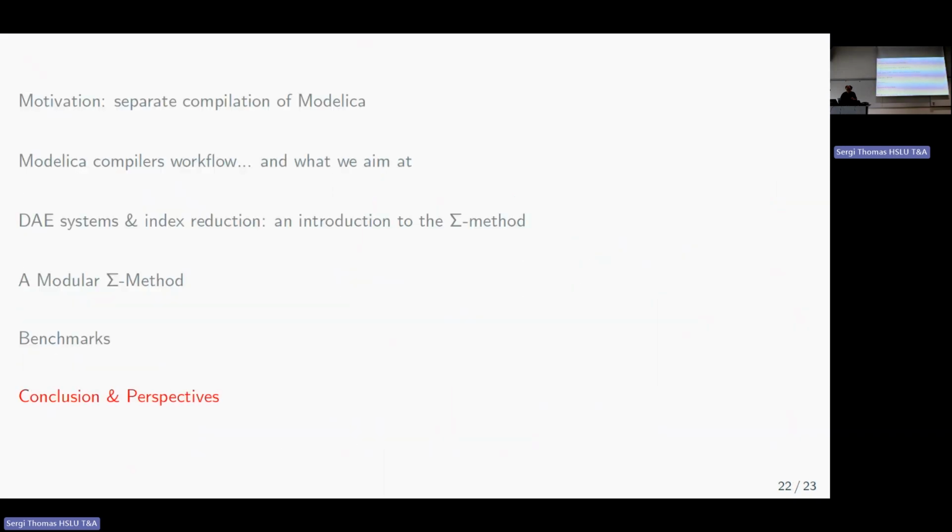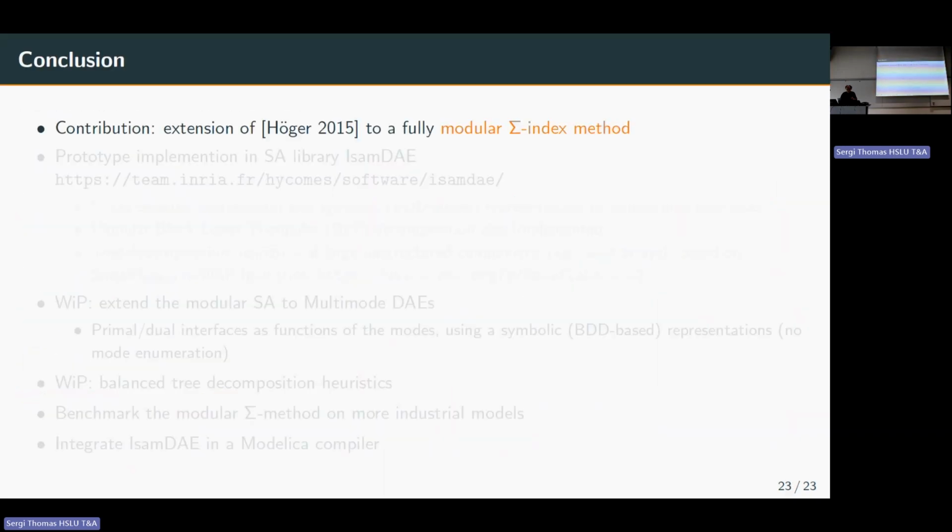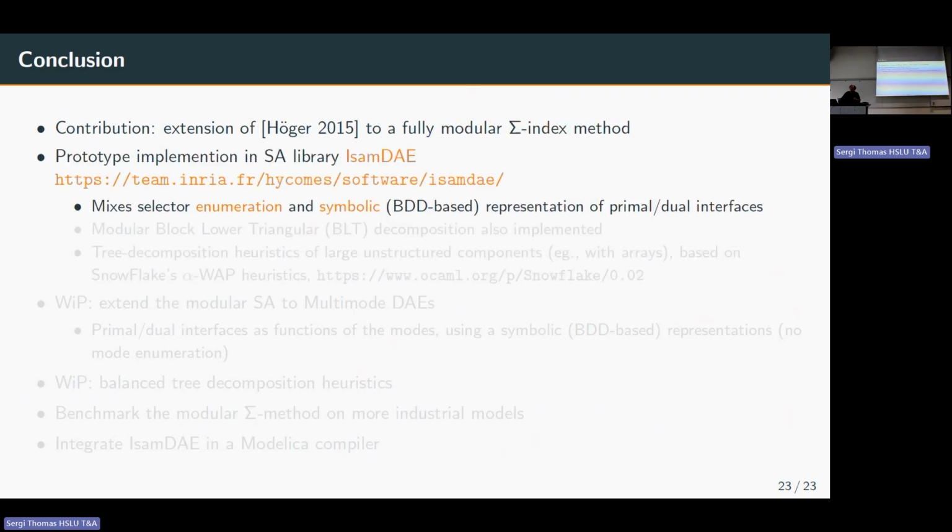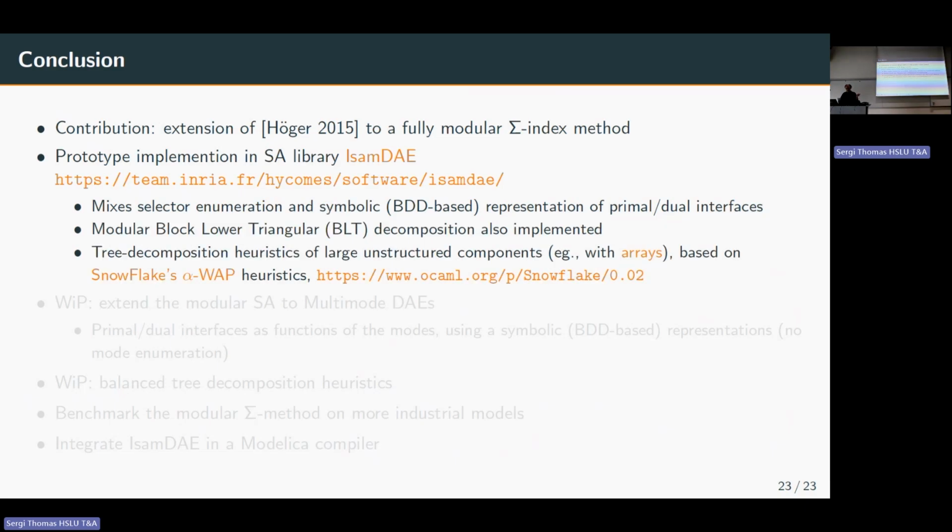So very quickly, conclusion. This is an extension of previous work by Christoph Auger, who was a PhD student at TU Berlin, but he didn't quite go to the point of a full modular structural analysis with a clean concept of interface. This is implemented in a software prototype I have developed. It mixes enumeration of selectors and a symbolic BDD-based representation of them, and lots of things.